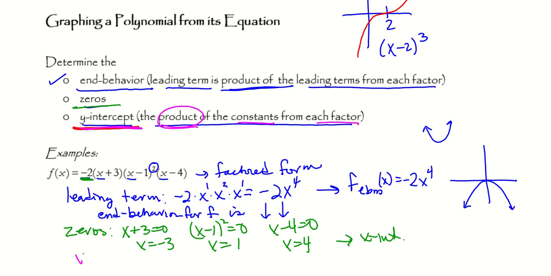So if I want to find my y-intercept, now remember, you can find your y-intercept by just plugging 0 in for all your x's, but guess what's left? The constants. So I'm going to take this -2, that's a constant. I'm going to multiply that by this +3, that's a constant. And then I'm going to multiply it by this -1.